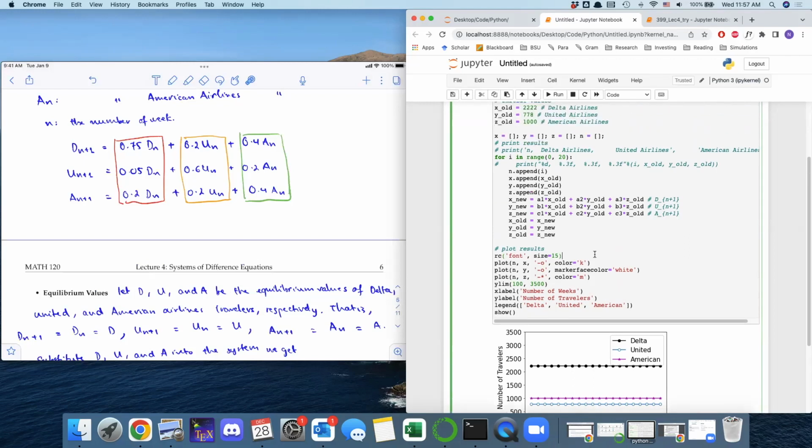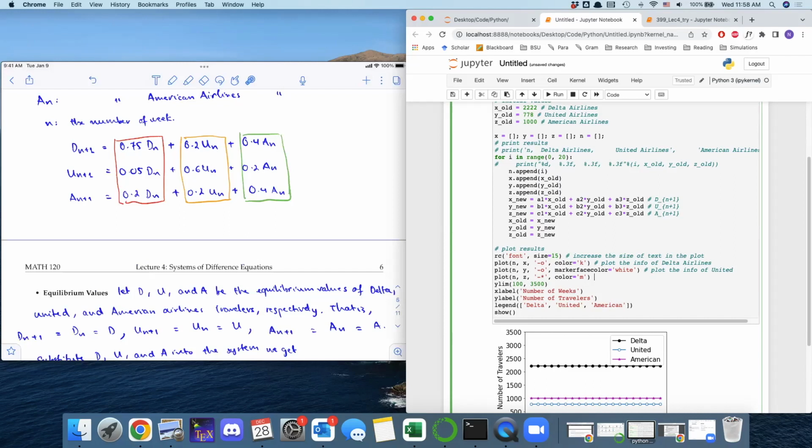Okay, so this line of code is just to increase the size of the text in the graph or in the plot. So you plot the info of Delta Airlines. The second one is that we plot the info of United.